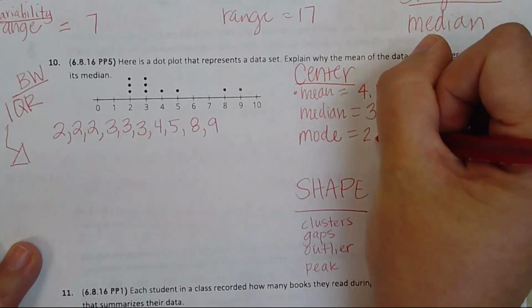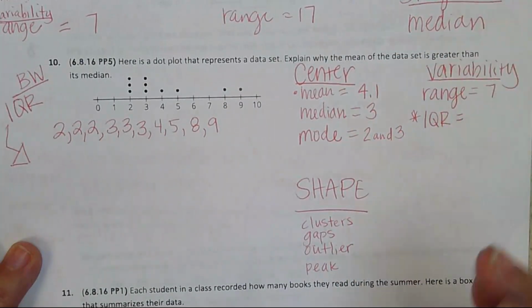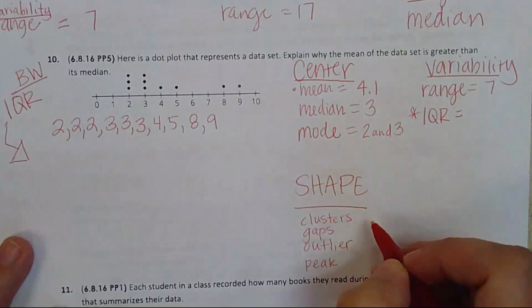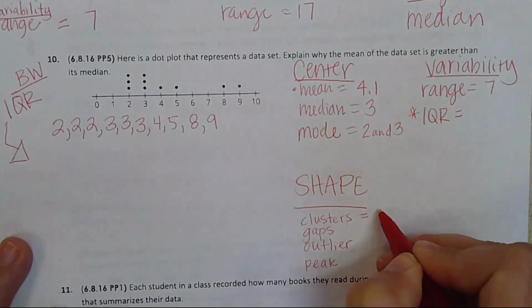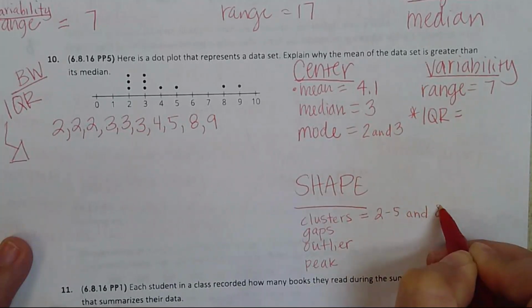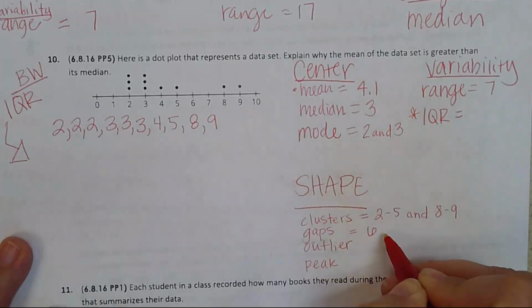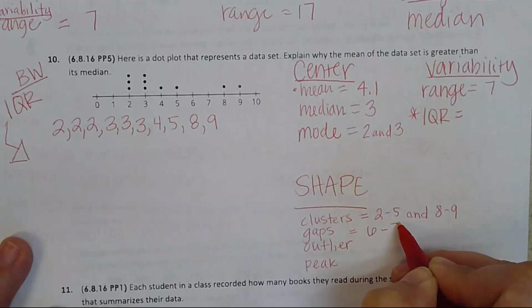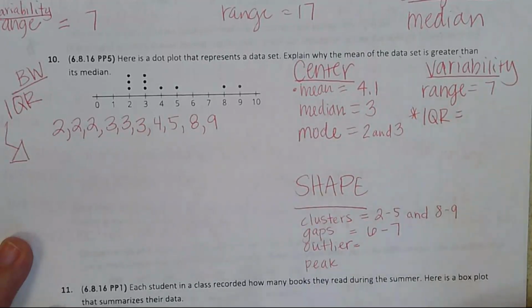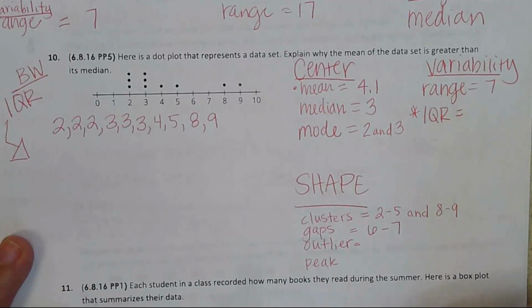Range? Now, looking at our shape, do we have any clusters? Yes. 2 through 5, and 8 through 9. That's right. Gaps: 6 and 7. So you can write 6 and 7, or you can write 6 through 7. I just wrote 6. Now, an outlier is only one point out there all by itself.